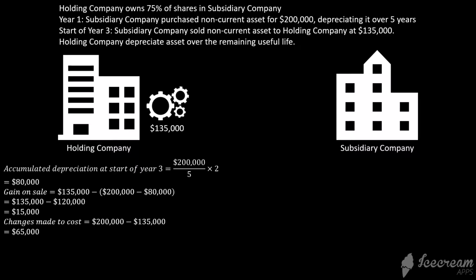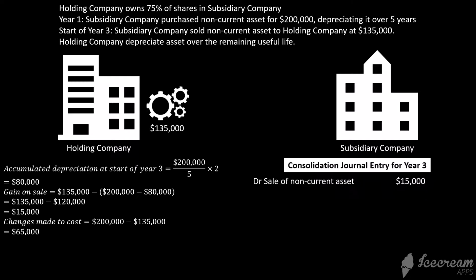Therefore, the consolidation journal entry to undo the gain on sale is debit sale of non-current asset $15,000. To revert the cost, we will debit non-current asset by $65,000. Then we will credit accumulated depreciation by $80,000 so that the debit equals credit.